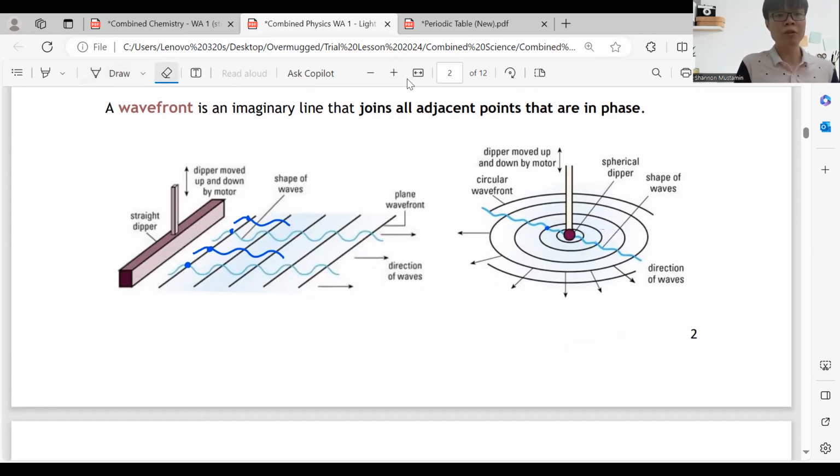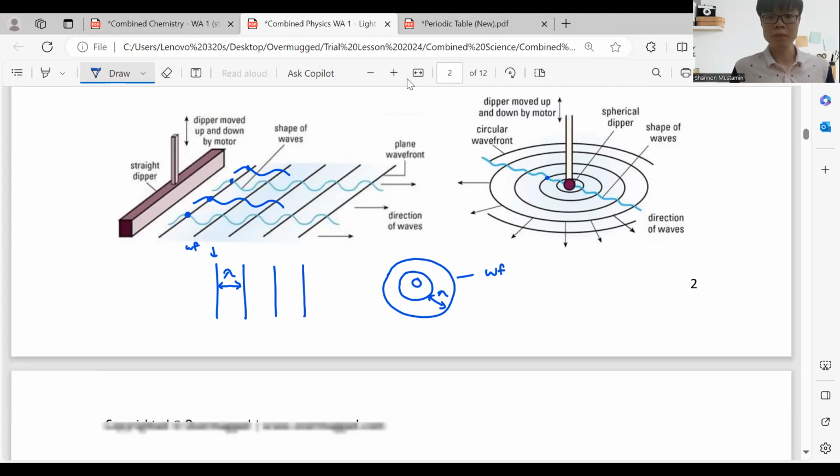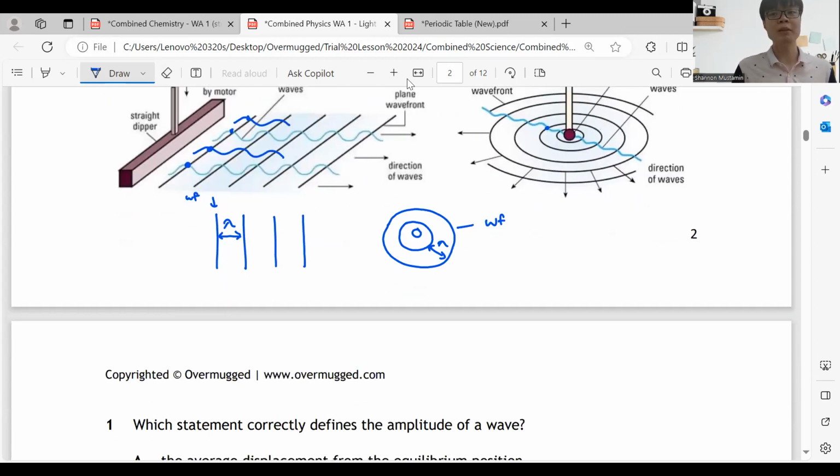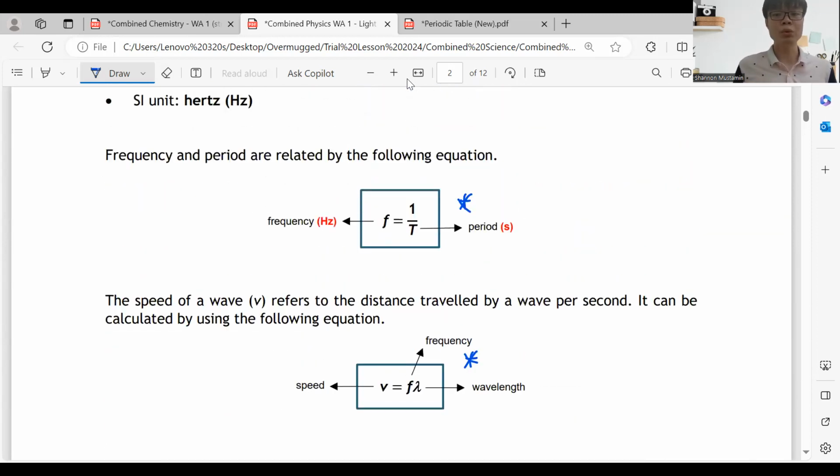In your exam, you are going to receive two different kinds of diagrams. This is the side view, but what you are going to get in the exam is something like that. This is the top view. Each of these is called a wavefront, WF. This is one wavelength. Then you have the circle diagram, top view as well. Each of these circles is called a wavefront, but each of these gaps is called a wavelength. That's all you need to know for waves. Basically, it's how you apply or extract information so that you can apply these two formulas.